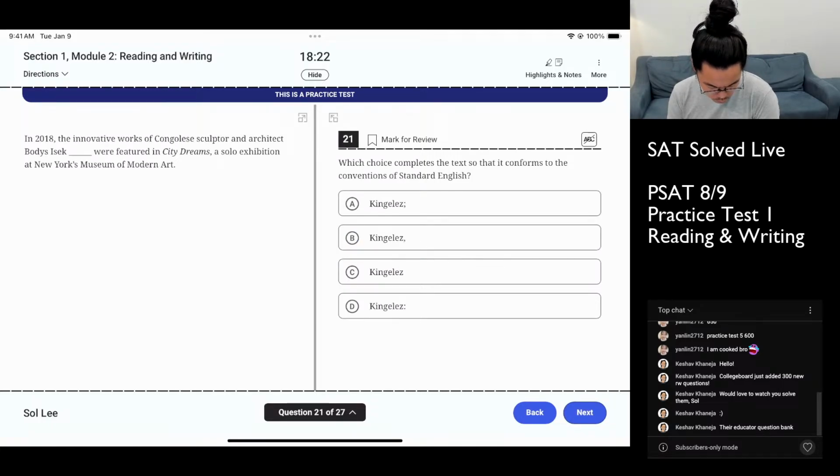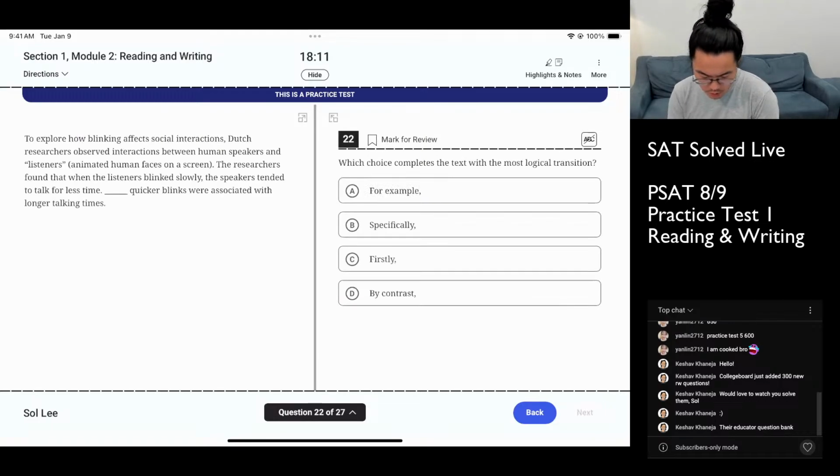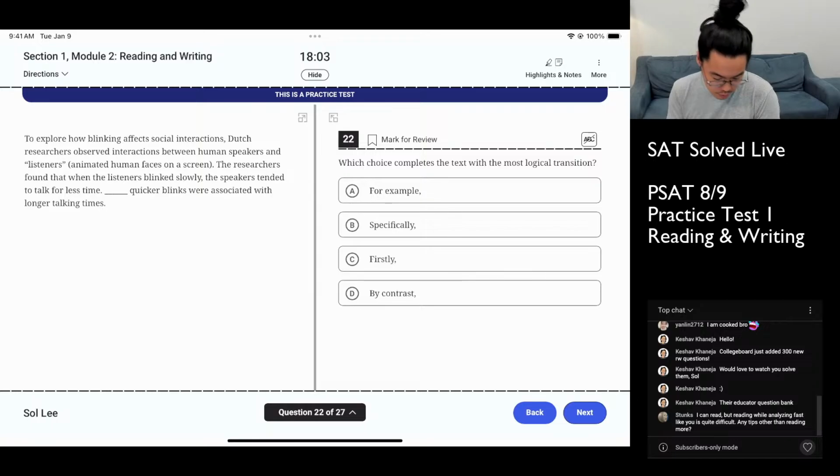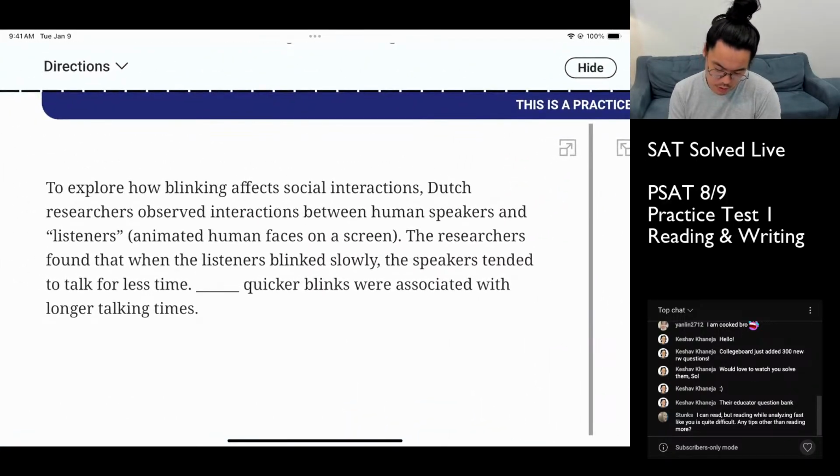In 2018, the works of this person were featured. Okay. No comma because you don't want a single comma between the subject and the verb. That subject is just a very long subject. To explore how transition. Yeah, transition. I'm trying to zoom in. There we go. Blinking affects social interactions.